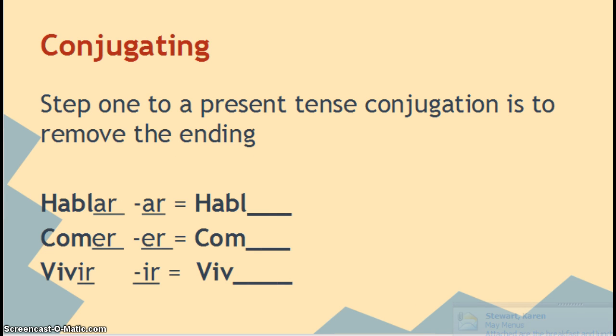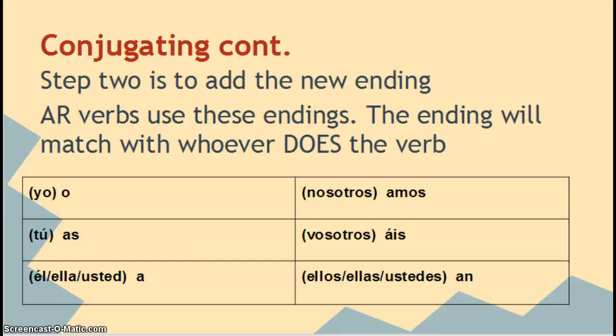Conjugating, okay? Step 1 to a present tense conjugation is to remove the ending. So we take off that infinitive AR, ER, and IR. So we're left with habla, come, and vive. Okay. Step 2 is to add the new endings.